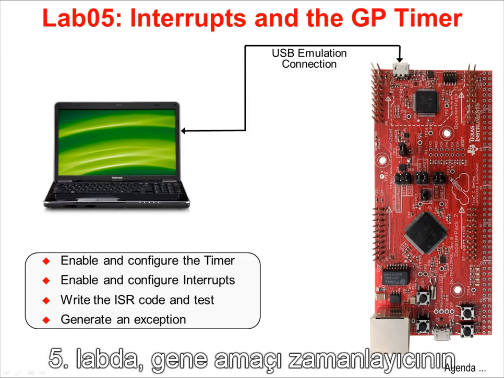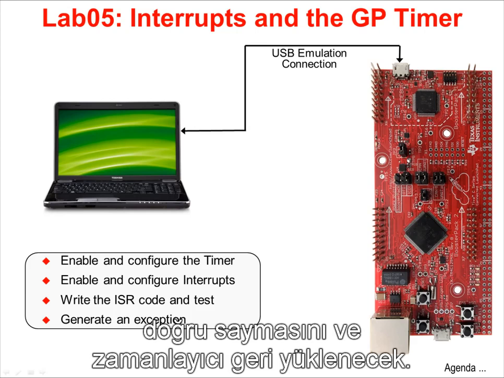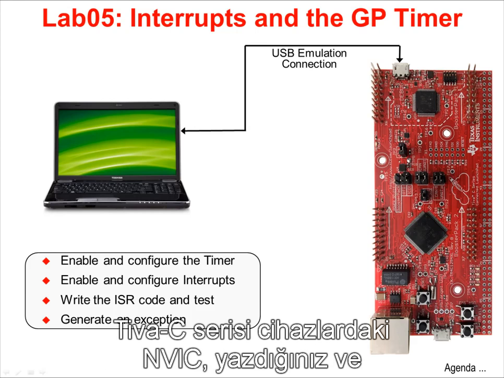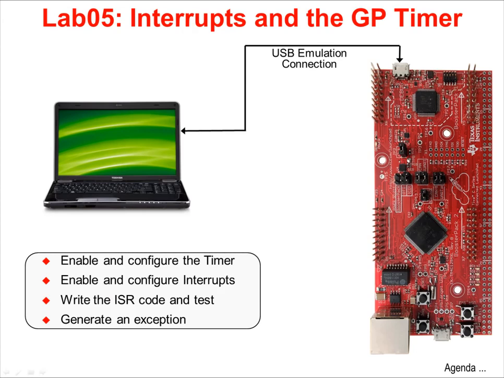In Lab 5, we'll use the General Purpose Timer to count down from a preset value. When the timer reaches 0, an interrupt will be generated and the timer will be reloaded. The NVIC on the Tiva C-Series device will then find the correct address of the interrupt service routine you've written and execute it. These are all real-world skills that you'll need over and over again when working with any microcontroller.